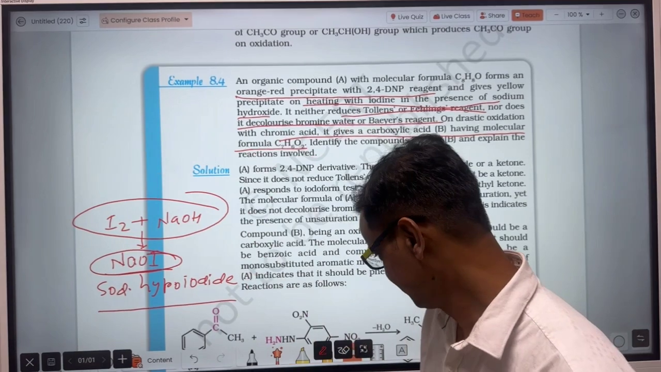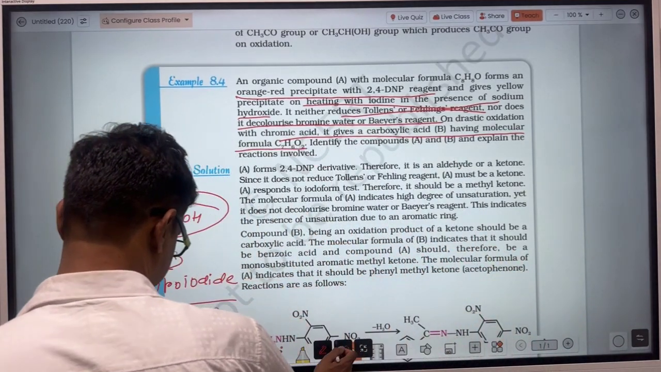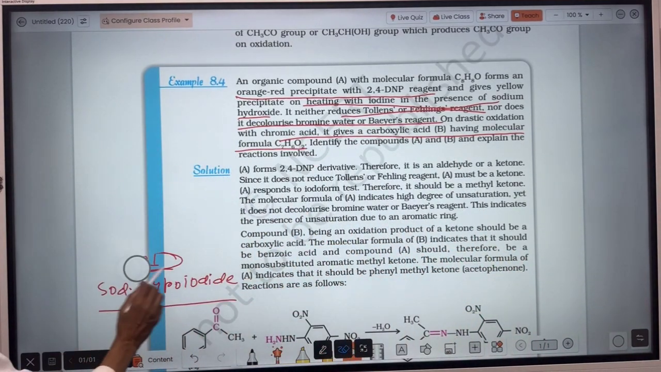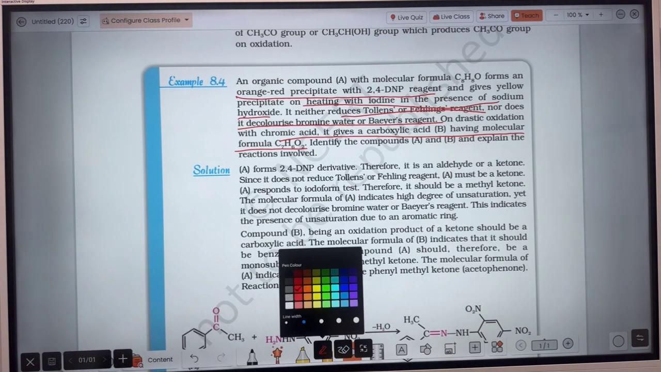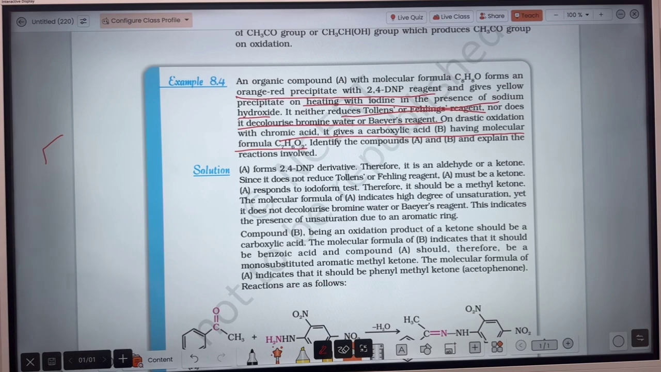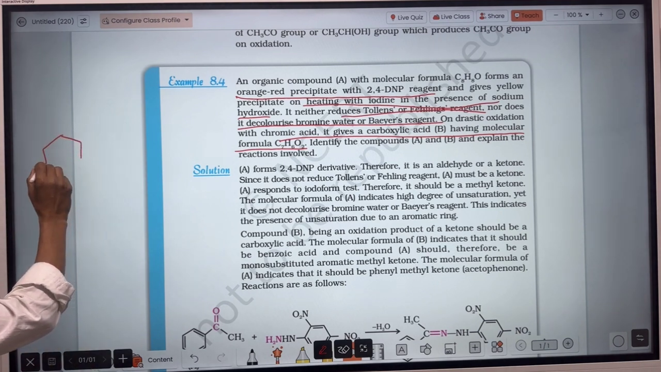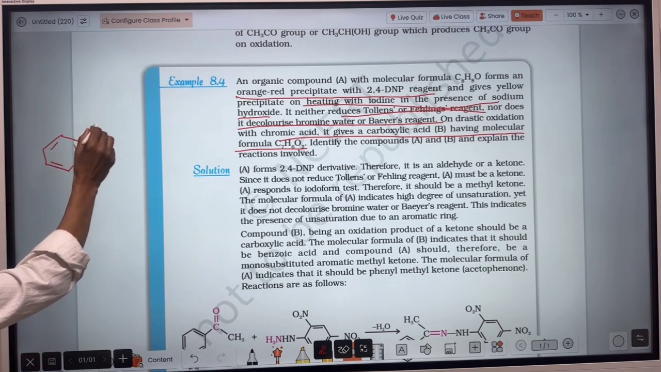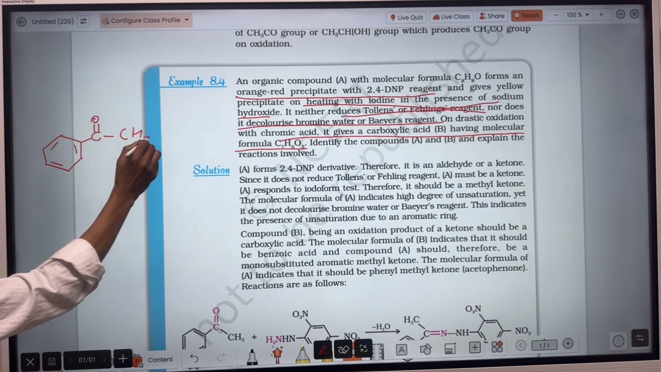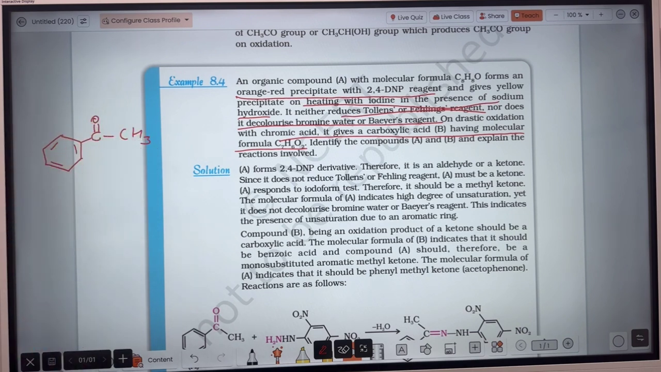Okay, so let's see what it could be. Firstly, let's draw the structure. That compound is a ketone and it is C8H8O. That means the number of carbon here is 8. There will be 6 carbon in the benzene, and then there is C double bond O and CH3 attached here. So it will be a ketone.